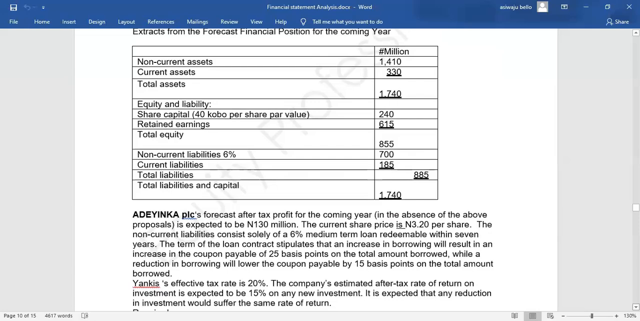Adeyinka PLC forecast profit after tax for the coming year in the absence of the above proposal. Without the proposal, the company profit after tax is 130 million. The current share price is 3.20 naira. The non-current liabilities consist solely of a 6% medium-term loan, redeemable within 7 years.